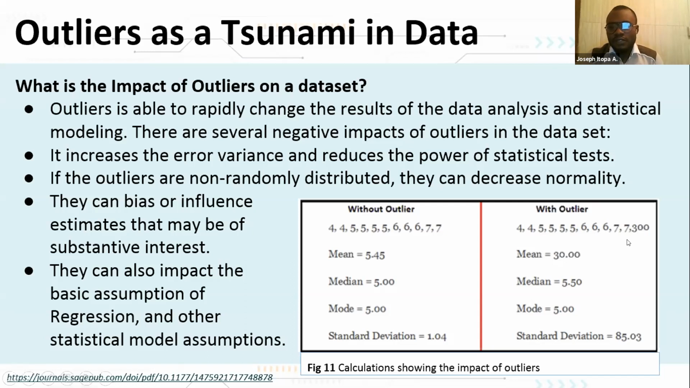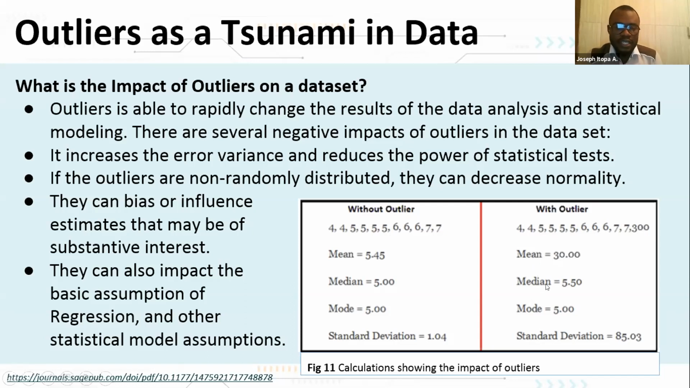Let's introduce an outlier. We have a number with value 300. So we take the mean. The mean is now 30. When you take the mean, we now have 12 numbers. So we add the 12 numbers together and divide by 12, and we get the mean.